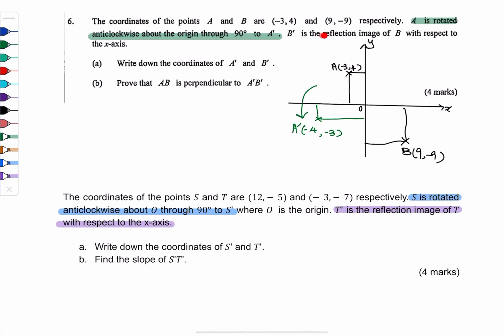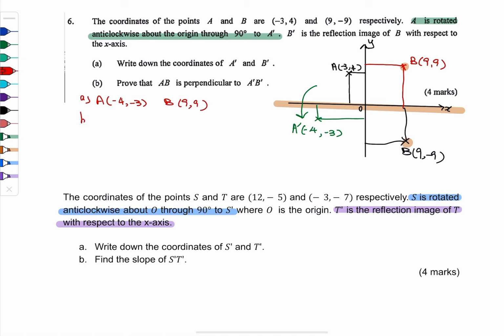B is a reflection. So that means that's a mirror with respect to x-axis. So your mirror is at the x now. You are here. Where will you be? Somewhere there. So that is your new B. Everything is positive. So 9 and 9. So your part A is done. Your A coordinate is negative 4 and negative 3. Your B coordinate is 9 and 9.